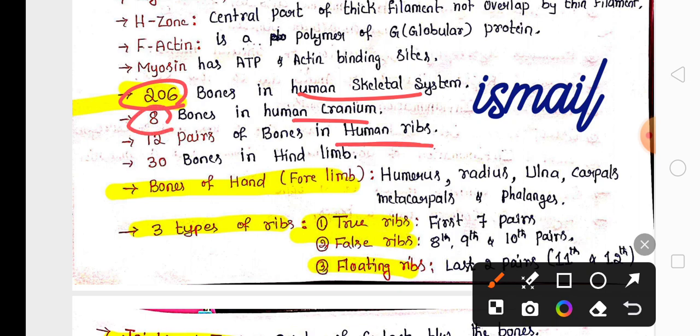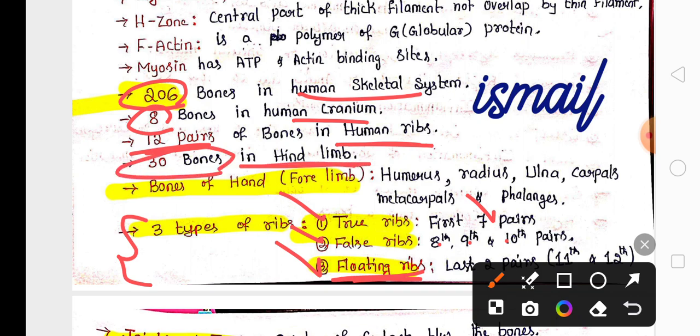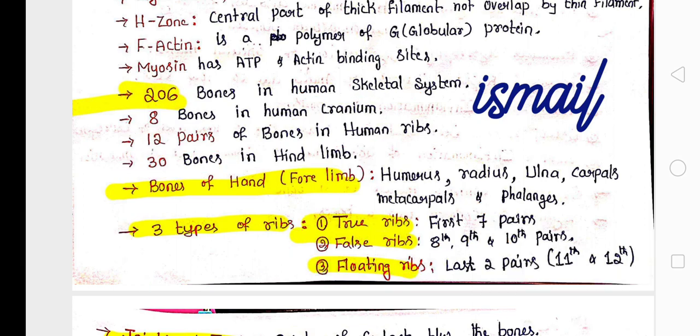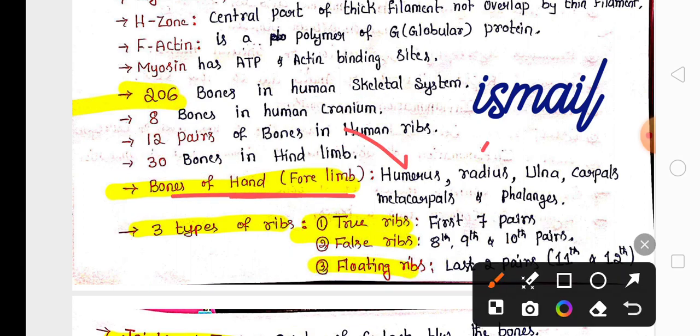In the human ribs, bones are 12 pairs. Among the 12 pairs there are 3 types of rib: true ribs, false ribs and floating ribs. The first 7 pairs are true ribs, the 8th, 9th and 10th pairs are false ribs, and the last pairs of rib, 11th and 12th, are considered floating ribs. So these are the 12 pairs of ribs. And in the hind limb of human there are 30 bones. Then the bones of the forelimb or hand are humerus, radius, ulna, carpals, metacarpals and phalanges.